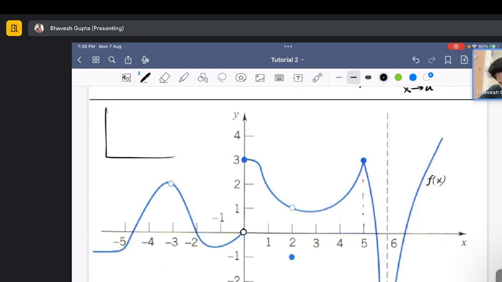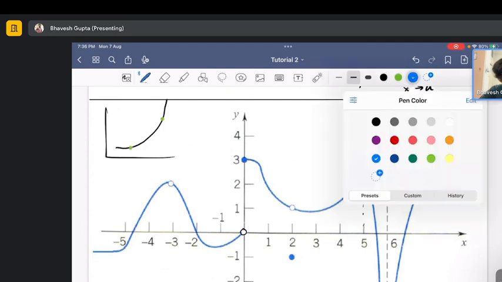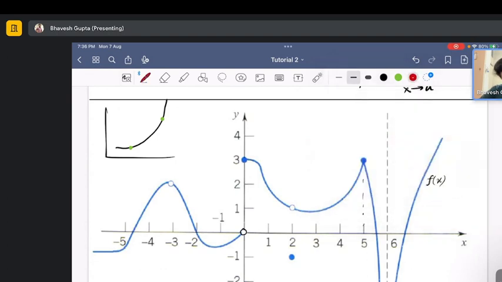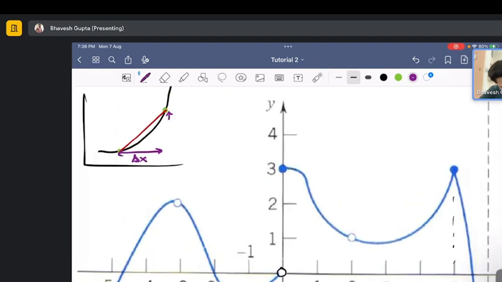Let's say I have a graph, and let's say I'm interested in these two points. If someone asks me what the average slope is, I'll just connect these two points, and I will calculate the difference in the x value, which is delta x. I hope everybody can see here. And I'll calculate the difference in the y. So I'll take the ratio, delta y over delta x. This is what we call the average slope.